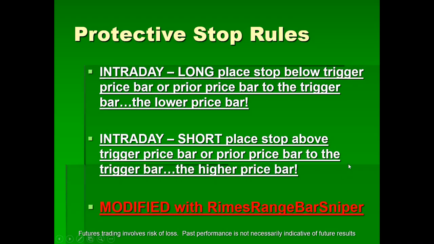We talked about intraday long and short. Where are you going to put that protective stop? If you're going to go long, you place your stop below the trigger bar or the prior price bar to the trigger, whoever's lower. If you're going to go short, and it's critical that you understand this is the initial stop, you place that stop above the trigger bar or the prior price bar to the trigger bar, whoever's higher, and then you go short.